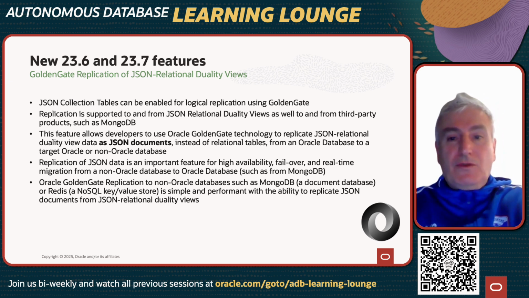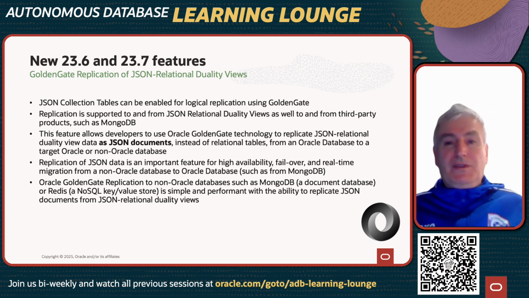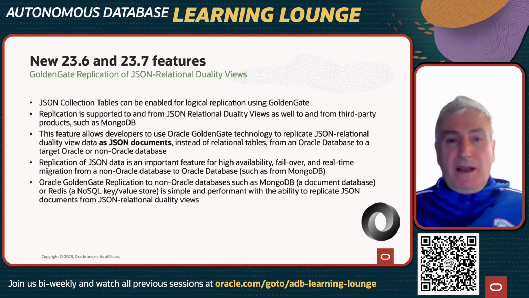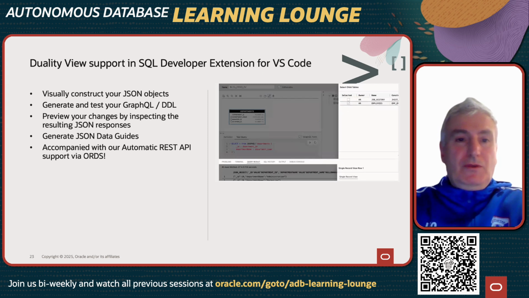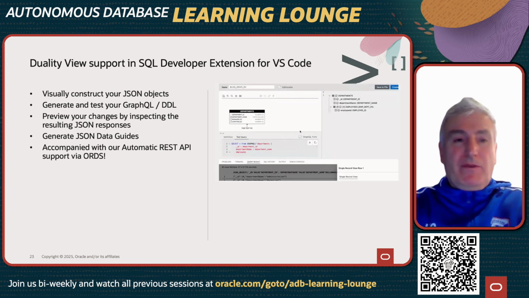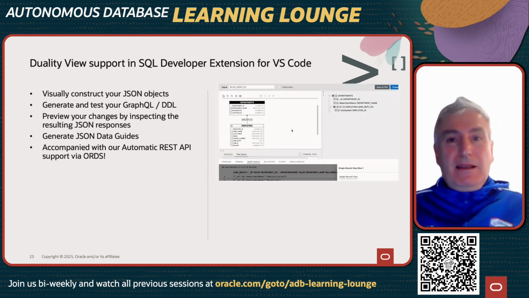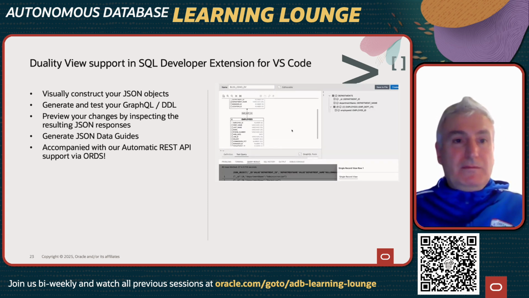Oracle GoldenGate to MongoDB, for example, or Redis, has the ability to replicate just the JSON documents from the JSON relational duality views. Why would you use that? You might want to migrate from MongoDB to Oracle, and that would be a very easy way to use GoldenGate. Now, in case you are not into command line and you prefer more the graphical constructs, you can use, for example, the SQL Developer extension for VS Code. Now there is support for duality views.